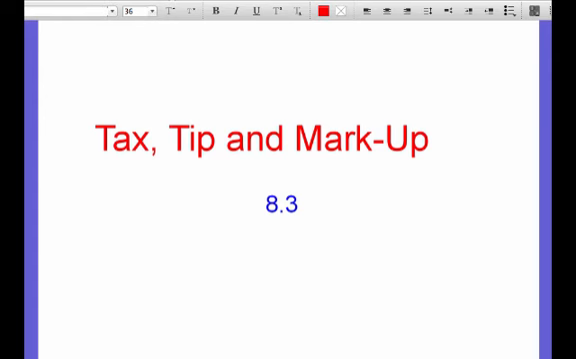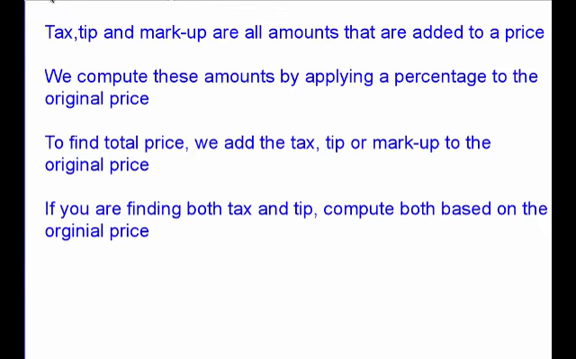For today's video, we're going to be discussing tax, tip, and markup. So tax, tip, and markup are all amounts that are added to the price. When you go to a restaurant, most of the time you leave a tip that gets added onto your bill, or when you buy something from the store, you always have to pay tax on top of the price that you see. And markup is what happens when a company goes to sell you something.